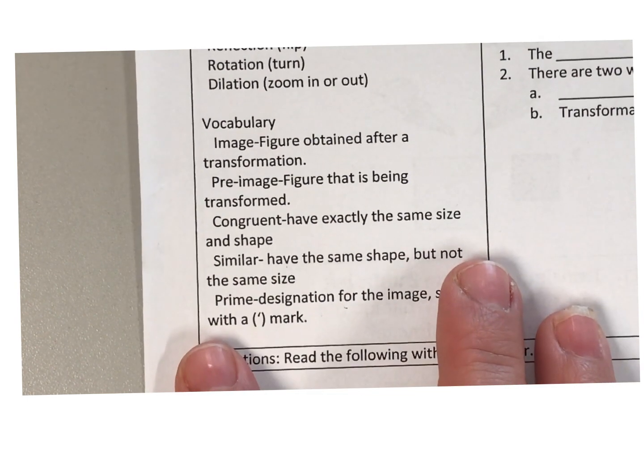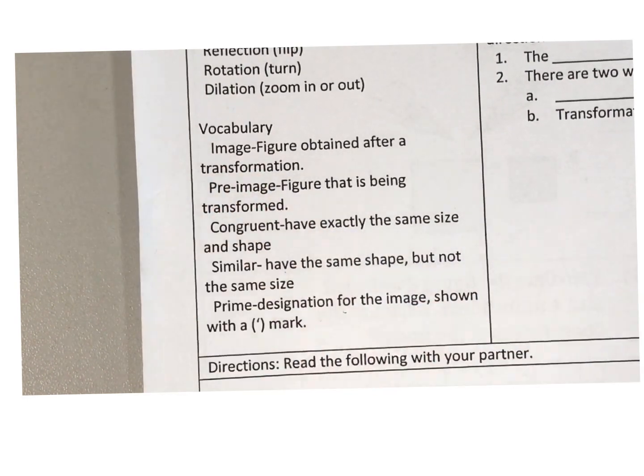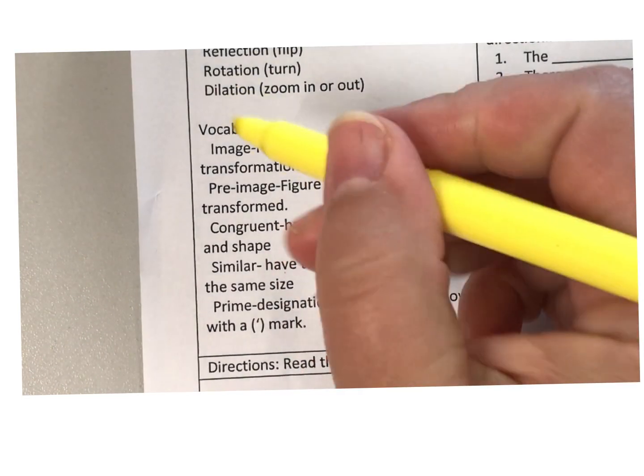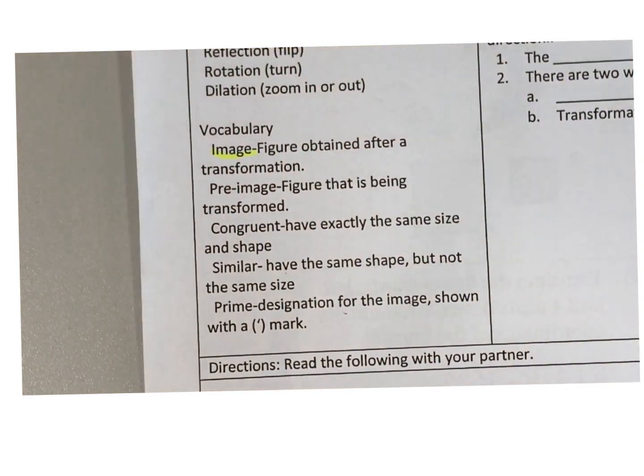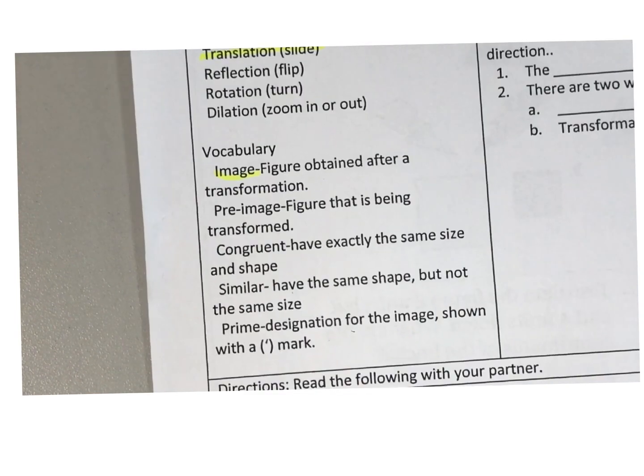Also, there's some vocabulary that we need to know. An image is a figure that is obtained after a transformation. Remember, a transformation is some type of change or movement of the original object. So the image is pretty much the end result. Today we're going to talk about translation, or slide.